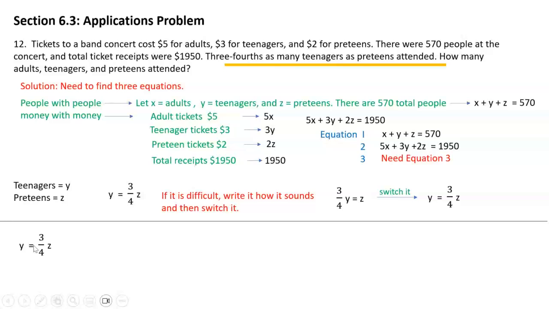So then I need to have everything in integers. So I'm going to multiply 4 times both sides. Then I'm going to subtract 3z from both sides. So this is what it gives us: 4y minus 3z equals 0. So I found my third equation.